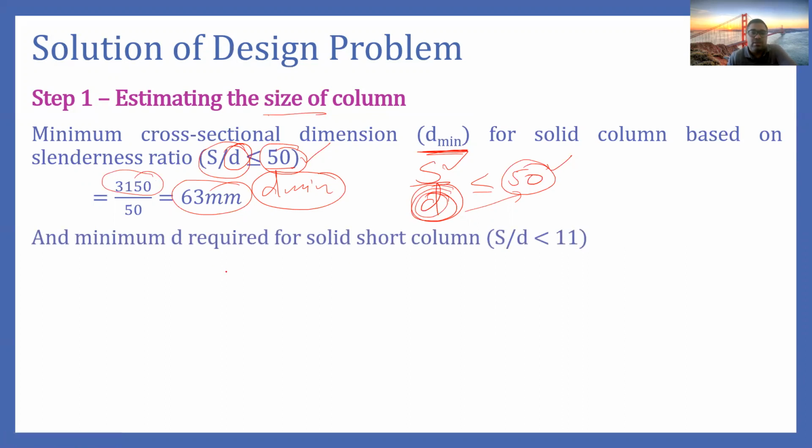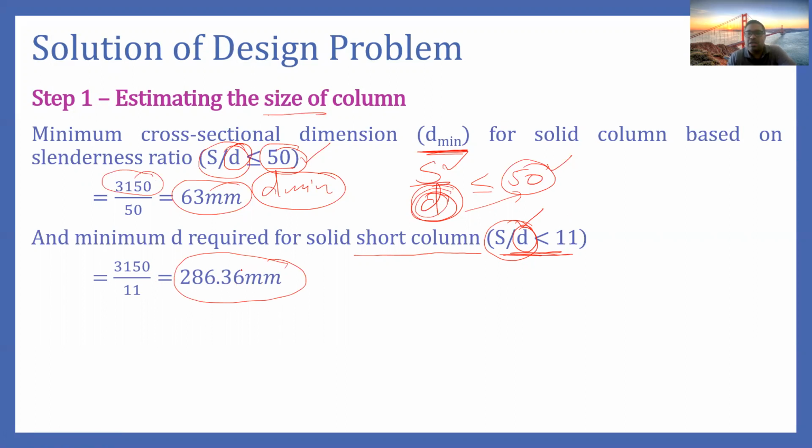Now, as I said earlier, our intention is to design a short column. Our preference will always be to design the short column. And for a short column, the limit of lambda is that lambda should be less than 11. Now, if we are designing a short column, what can be the D value? Can we find out that? Yes, we will again equate S by D with 11. Equating it with 11, we get the least lateral dimension of the column as 286.36.